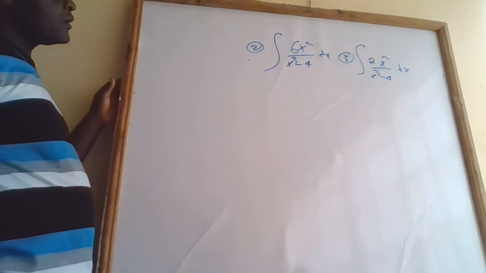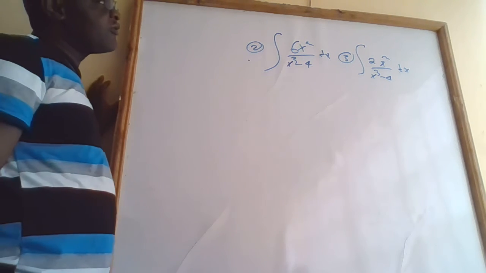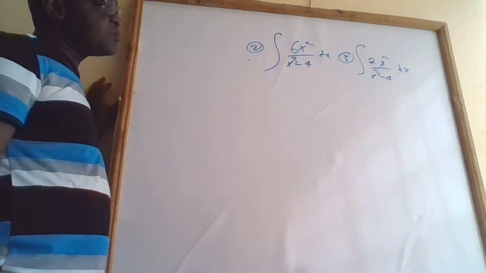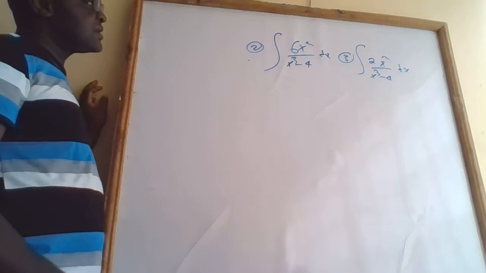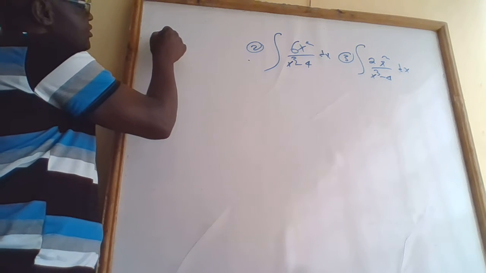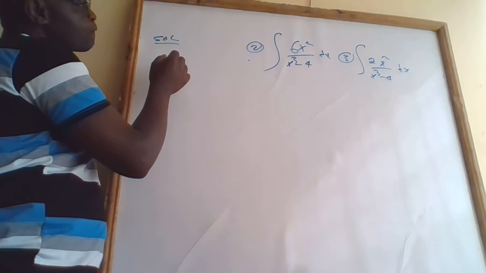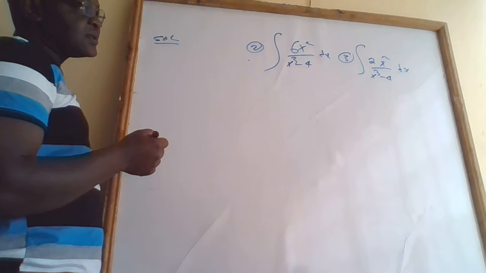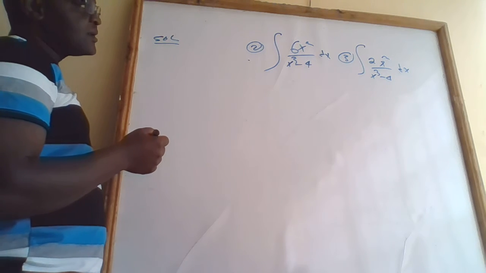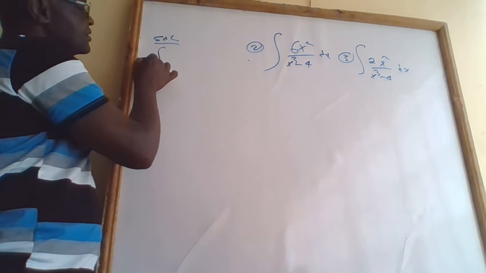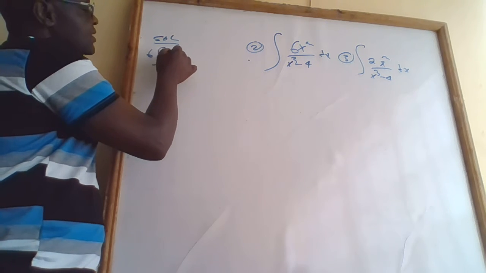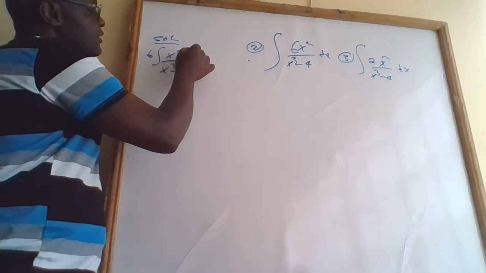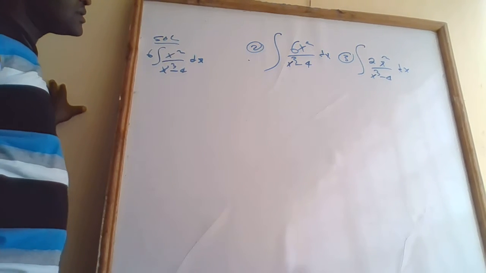Example 2, they want us to get the integral of 6x squared all over x cubed minus 4, then dx. Solution. So from here, because 6 is a constant, we take it outside the integral sign so that we have 6 integral of x squared all over x cubed minus 4 then dx.